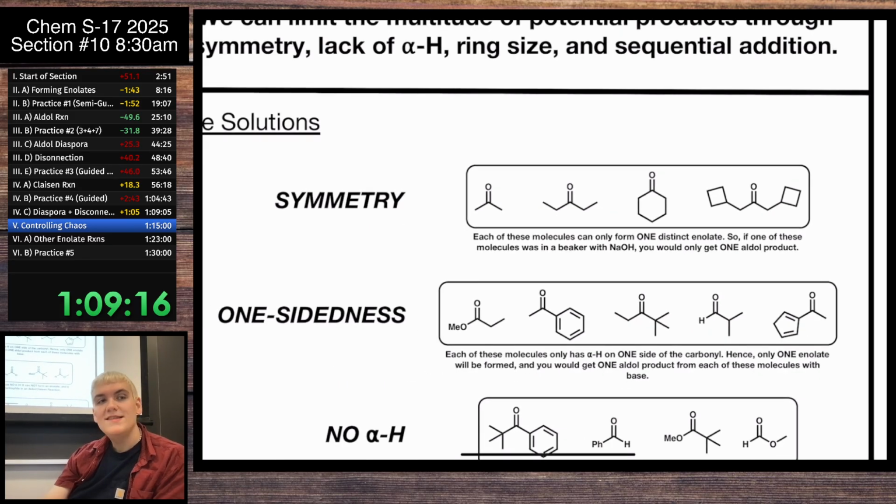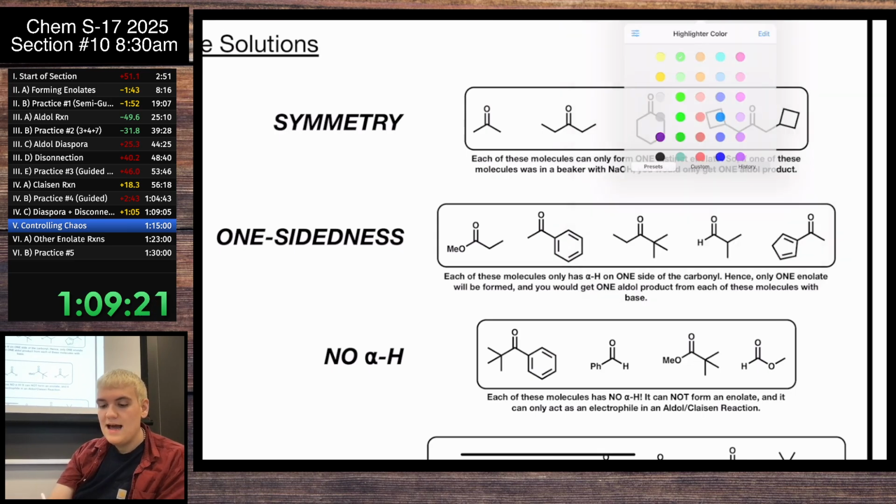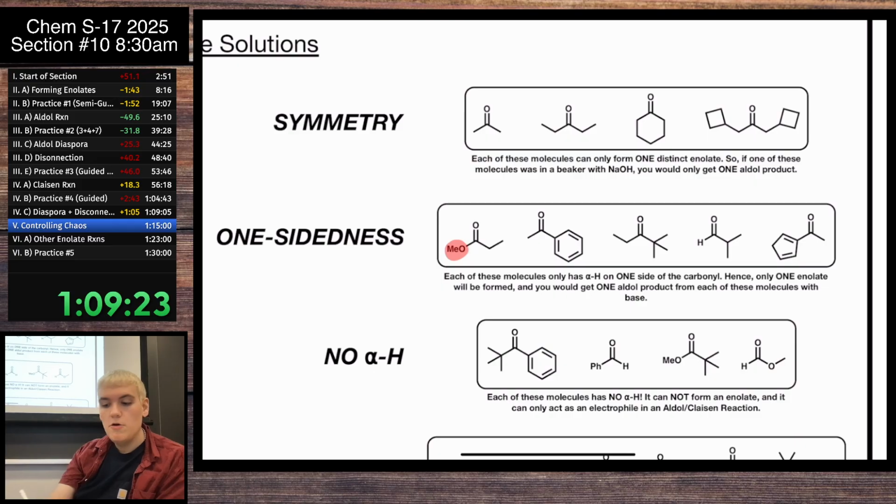Then we also have one-sidedness. So if we put on one side something that doesn't have an alpha hydrogen, like an OMe, a benzene ring, a tert-butyl, or an aldehyde, that's not an alpha hydrogen, and then here, whatever this is, none of these have alpha hydrogens on both sides.